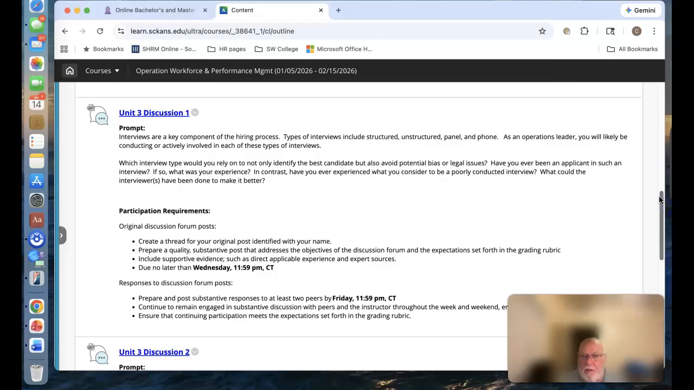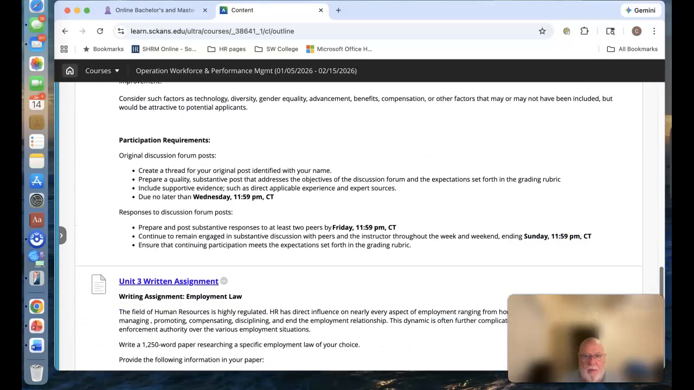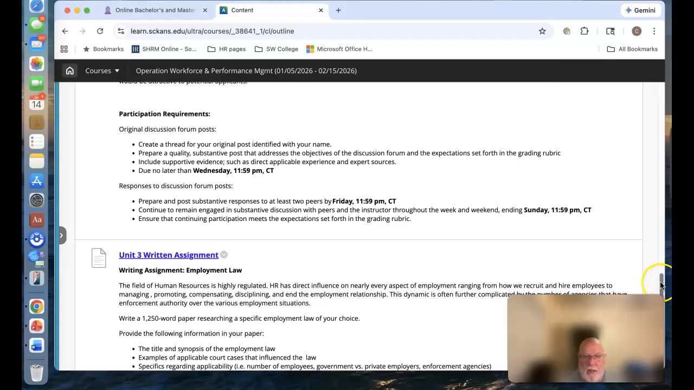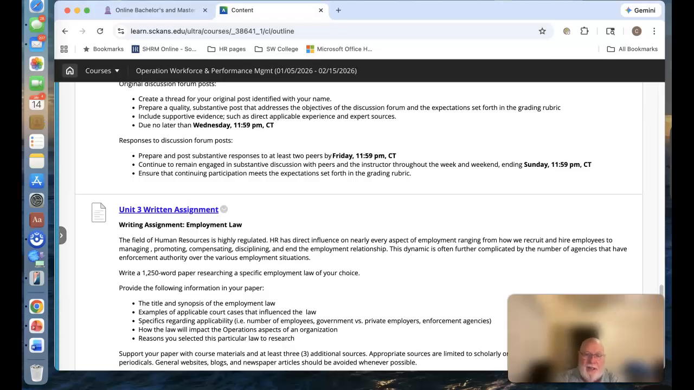So discussions. This class has 2 discussions each week. That's something I'd like to change, but everybody's doing a really good job there. And then, of course, the written assignment is employment law. Again, take a look and make sure, and it's a little harder to do with a written assignment because you can't see what your peers are posting, but I typically see in the smaller classes a lot of times as well, you get everybody selecting FMLA or everybody selects ADA. So think about some other different employment laws that are out there.